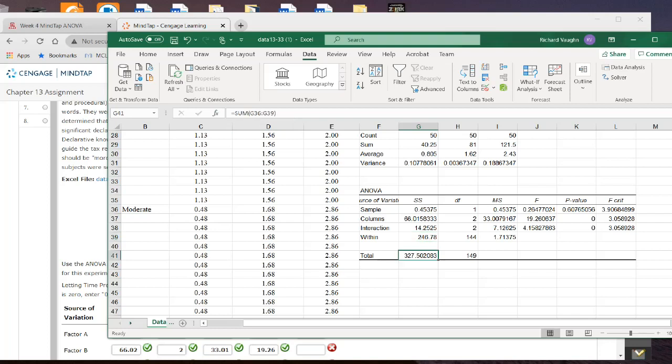Then I actually re-added these numbers together to get an accurate total. It's still 327.50, but it's got some extra decimals over here because of the extra decimals that are up in the sample, the columns, and the interaction.